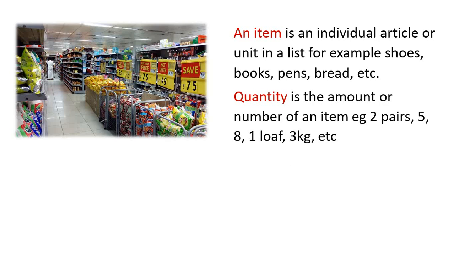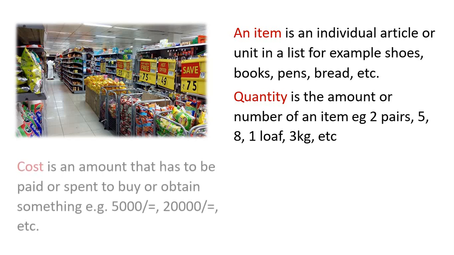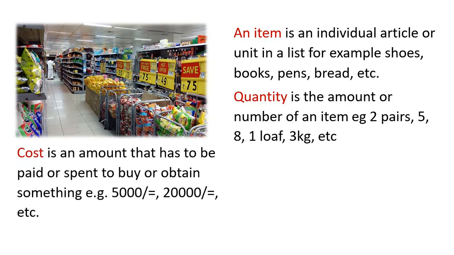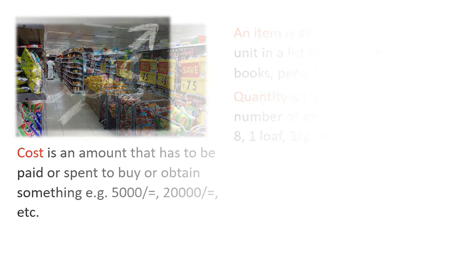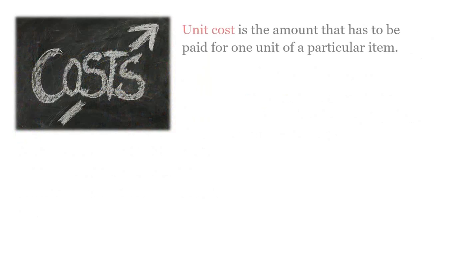Let us also define cost. Cost is the amount that has to be paid or spent to buy or obtain something. For example, it can be 5,000 shillings, 20,000 shillings, 30,000 shillings, etc. Let us also define unit cost. Unit cost is the amount that has to be paid for 1 unit of a particular item.